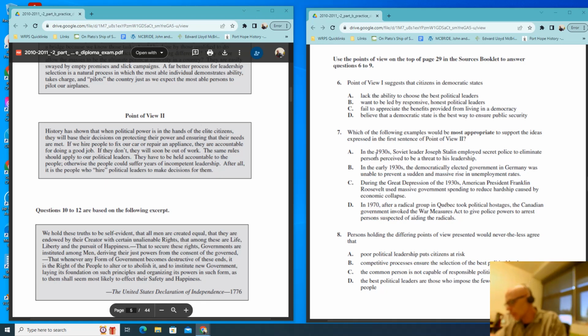So, step 1, have to go and identify those ideas within the source, support the ideas expressed, right? So which of the following examples would be most appropriate to support the ideas expressed? So first thing we have to do is figure out what are the ideas expressed. And then it says, and I missed that the first time, in the first sentence, I didn't even have to read it all. History has shown that when political power is in the hands of the elite citizens, they will base their decisions on protecting their power. So I just need to match it with an example of, here's a dictatorship, the power's in the hands of just a few, and they make decisions to protect themselves. That's A.